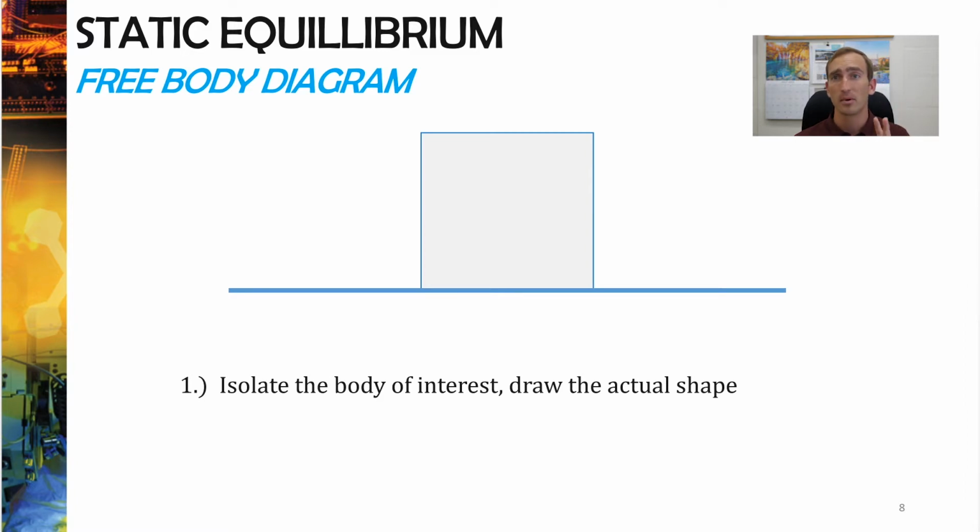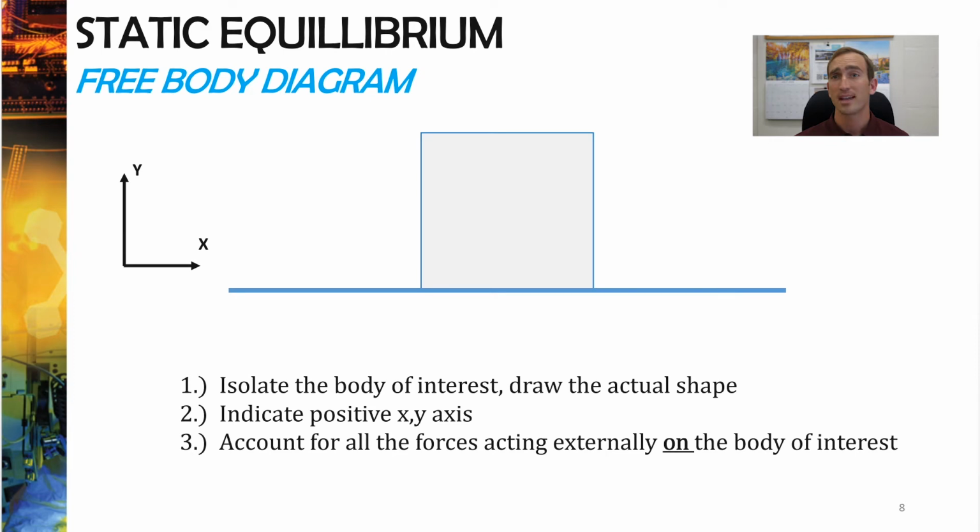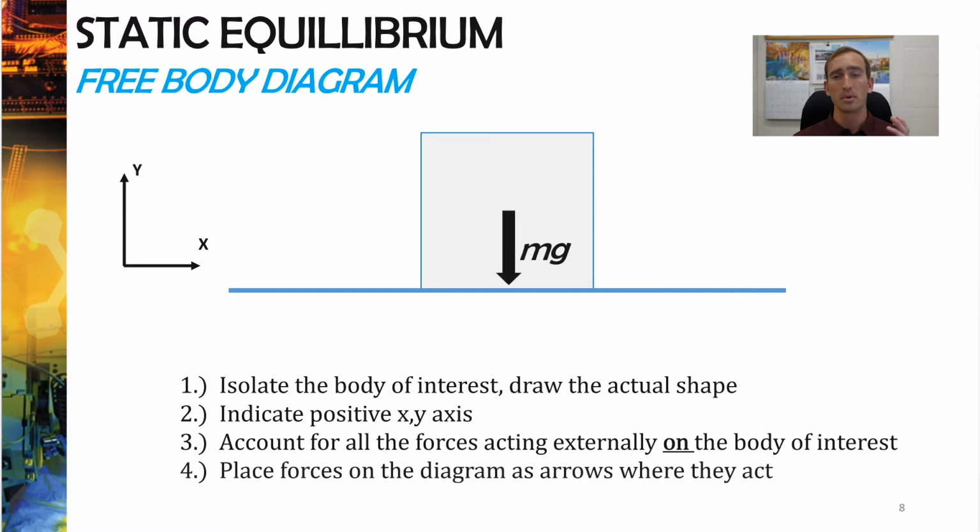The second step that we want to follow in a free body diagram is to indicate our XY axes. That way we have a reference point to use for the rest of the problem, so we know how to break up our forces into the X and Y components. Our third step in a free body diagram is to account for all of the forces acting on the body of interest. This is really important, because when we draw those forces, we want to draw them where they are acting on the actual shape.